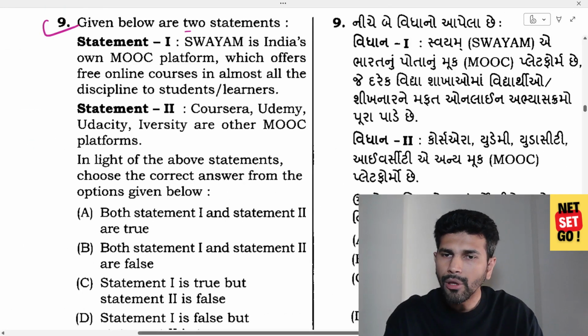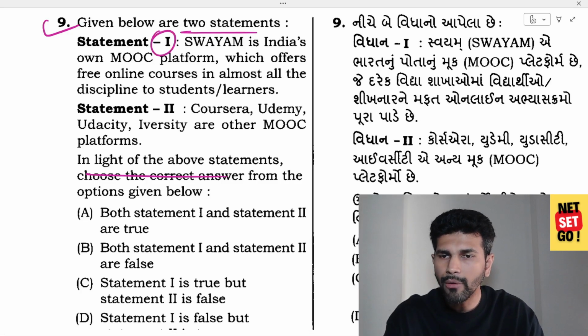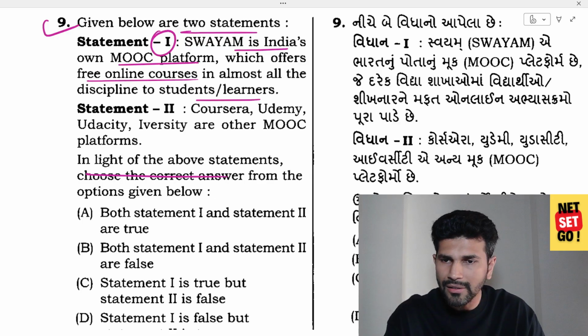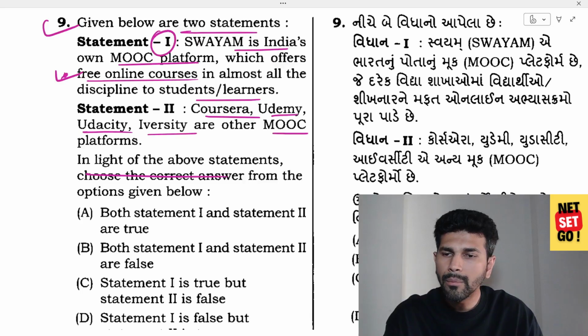Next, given below are two statements. In light of the above statements, choose the correct answer from the options. Statement 1. SWAYAM is India's own MOOC platform which offers free online courses in almost all the disciplines to the students and learners. True. I have made a separate video on SWAYAM, you can check out the playlist. Coursera, Udemy, Udacity or Hiversity are the other MOOC platforms. True. Both these statements are true. So option A is correct answer.